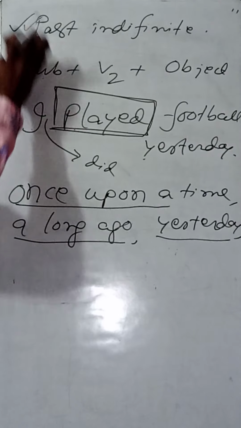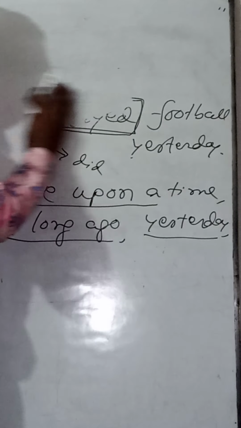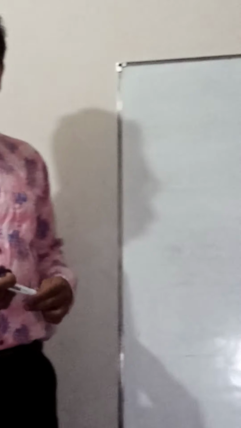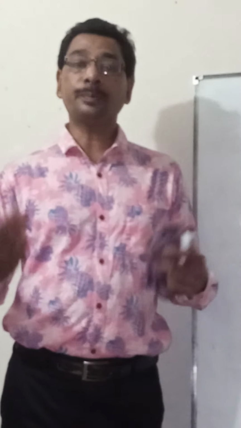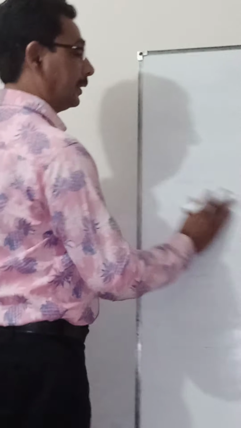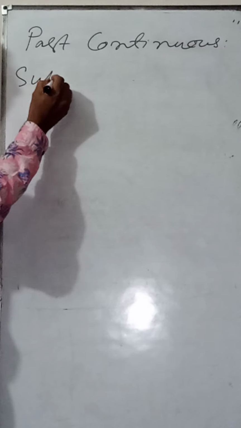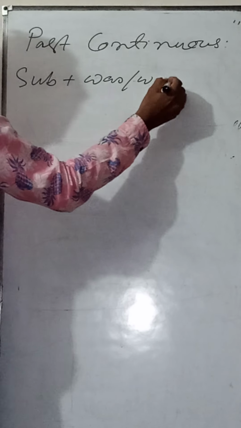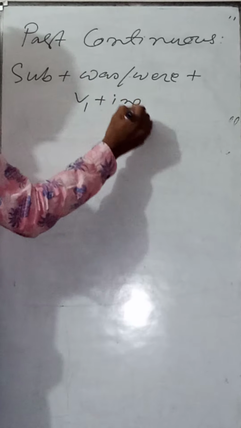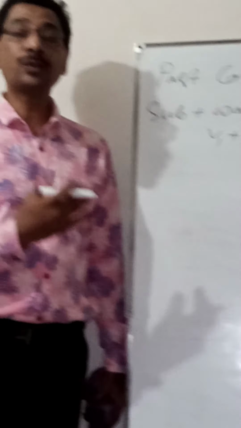Now I am going to another, past continuous tense. The verb which was going on. I have discussed a few minutes ago that the work which is going on is present continuous tense. The work which was going on is past continuous tense. What is the structure of past continuous tense? Subject plus was or were plus V1 plus ing plus object.